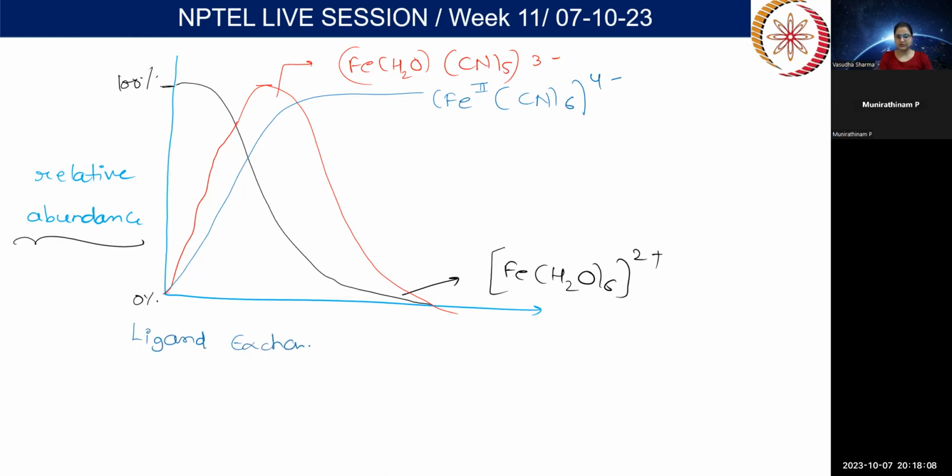Is the graph clear, how we are defining which one is which? These kinds of graphs can come directly in your paper, where they can ask you to identify which trace is for which complex. So you need to understand the reaction kinetics, check the Mossbauer spectra, and then conclude which one goes from 100 to 0, starting at 100% and then vanishing. Second, which one is the intermediate that goes from 0 to a maximum and then back to 0. And the third one, which was not there earlier, is the final product, and it goes from 0 to 100%. So clear?